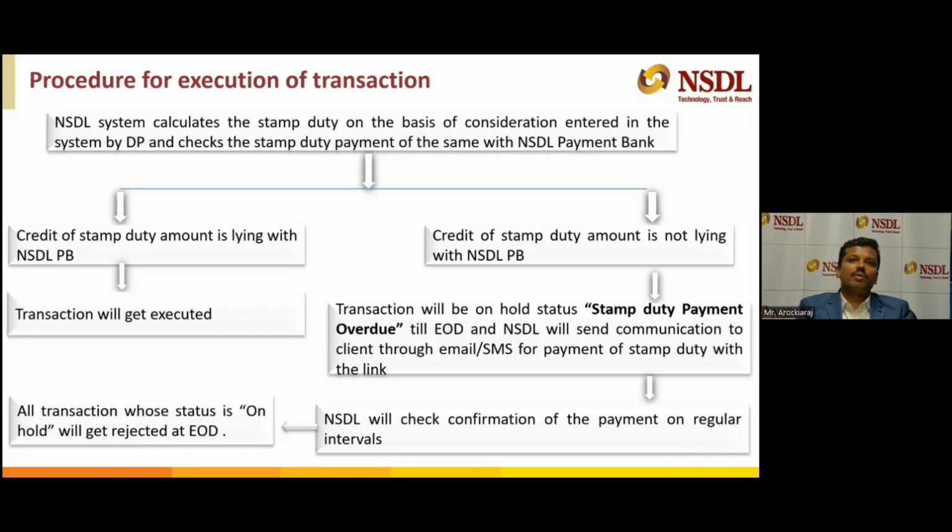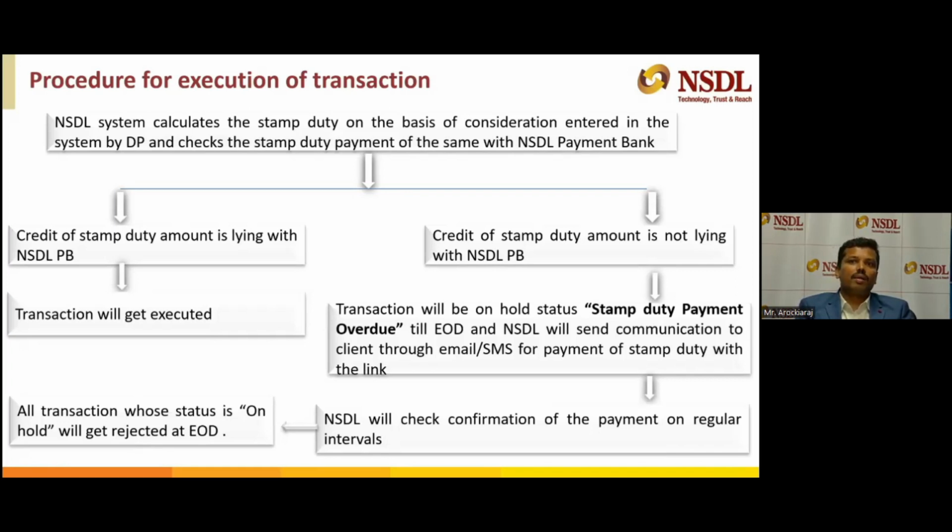If the credit of the stamp duty amount is lying with the NSDL payment bank, then the transaction will get executed in the NSDL system. If the credit of stamp duty is not lying with the NSDL payment bank, then the transaction will be on hold status, stamp duty payment overdue till EOD. Meanwhile, NSDL will send communication to the clients through email or SMS for payment of stamp duty with the payment gateway link. NSDL will check the confirmation of payment at regular intervals. All transactions whose status is on hold will be rejected at EOD.